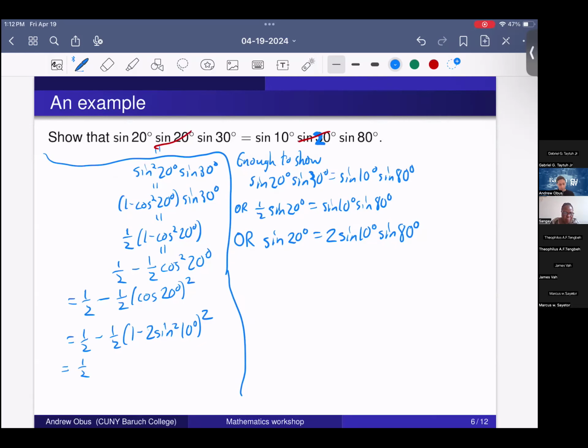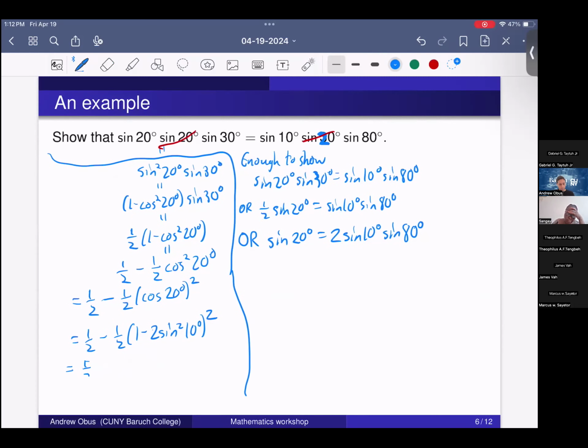I mean, if we do this all out, we're going to get 1/2 minus 1/2, and then we're going to get, I guess, 1 plus, parenthesis open, keep the parentheses, 1/2 minus 1/2, parenthesis open, 1 minus 4 sine squared 10 degrees plus 4 sine to the fourth 10 degrees.